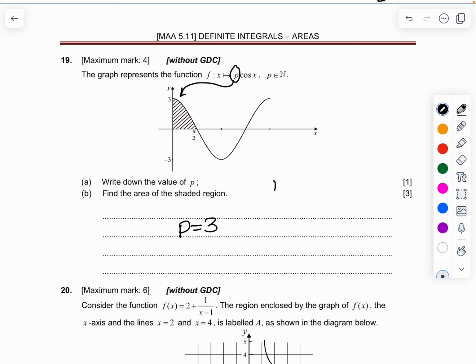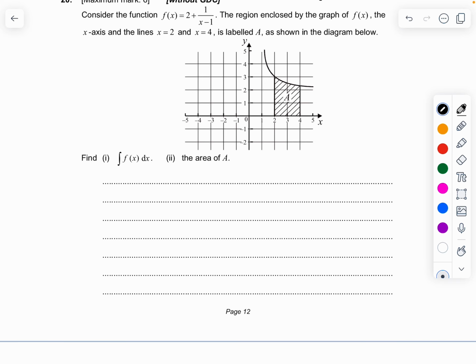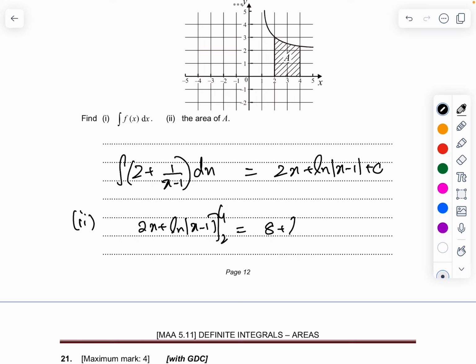Question number 20. Consider the function f of x equals 2 plus 1 upon x minus 1. The region enclosed by the graph, the x-axis, and x equals 2 and 4 is labeled. Find the integral of f of x. The integral of 2 plus 1 upon x minus 1 dx will become 2x plus ln of x minus 1 plus c. Now from 2 to 4, so apply for part 2. You have to apply the limits: 2x plus ln of x minus 1 from 2 to 4. So it becomes 8 plus ln 3 minus 4 plus ln 1, which is going to be 4 plus ln 3.